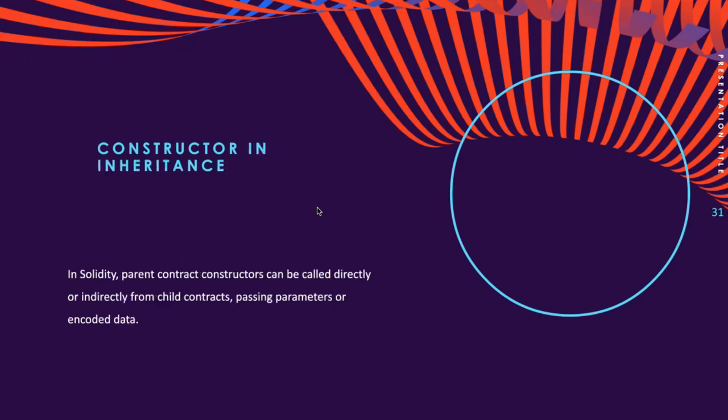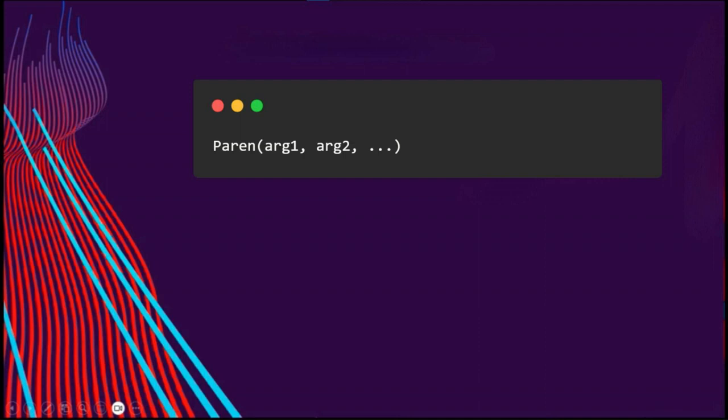But we can have constructors in inheritance. So there are two ways to call a parent contract's constructor in Solidity. The first method is direct initialization, which involves specifying the parent constructor parameters in the child constructor using the syntax like I write here. Parent(argument 1, argument 2).